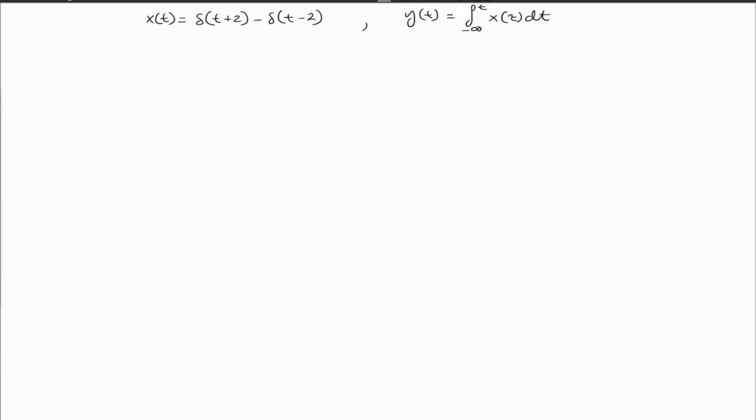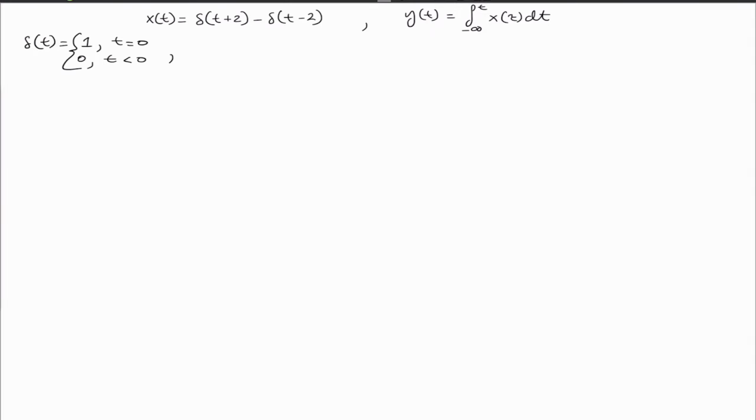Welcome back. In today's problem, we're trying to find the energy of the signal y of t. We see that x of t is the difference between two time shifted unit impulse functions. We know that a unit impulse function will equal 1 when t is equal to 0 and 0 when t is less than 0.